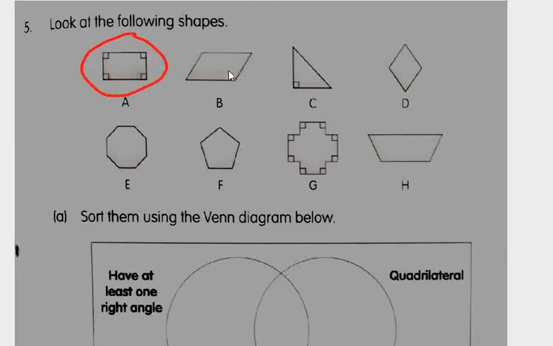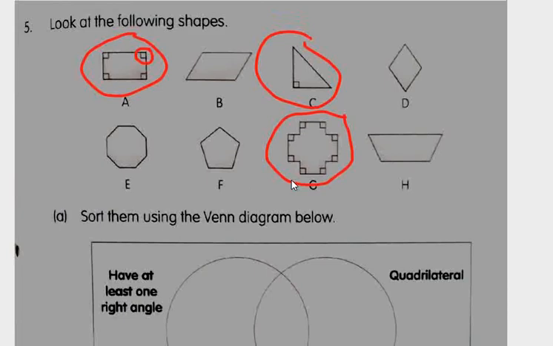B doesn't have. And C has this one. D, no. E, no. F, no. What is a right angle? The angle that is marked with this symbol, right? Just like a small square inside the shapes. And this one has a right angle. So what are they? A, G, and C. A, C, and G.